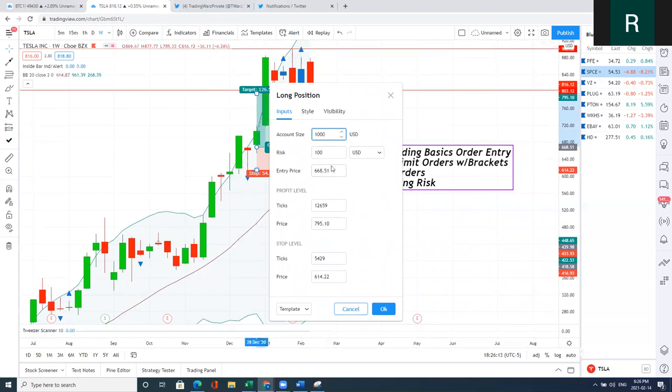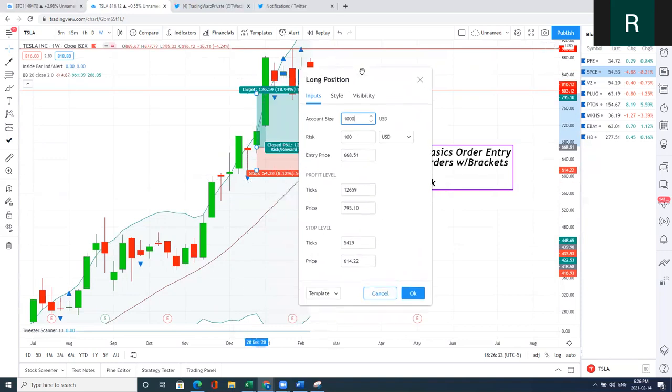So we want to get in at 668.51 because we want the high to break for us to get in. So we get in with the momentum. That's key. My swing trading strategies are all momentum based, and we want to get in with the power. And then the stop loss here is going to be 614.22, 1 penny below the low.